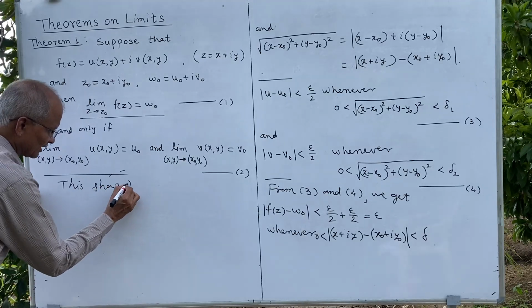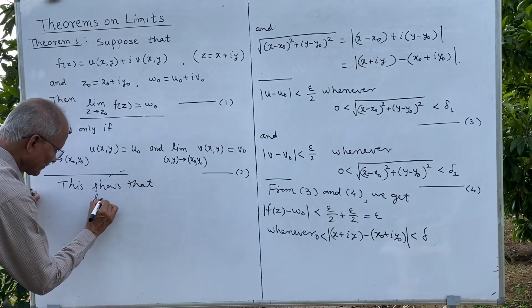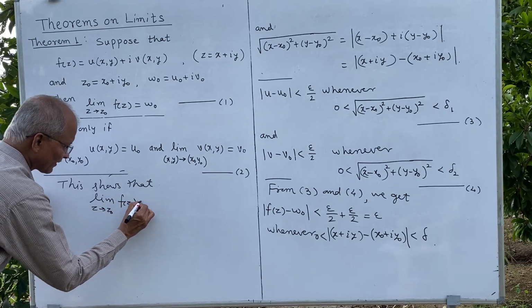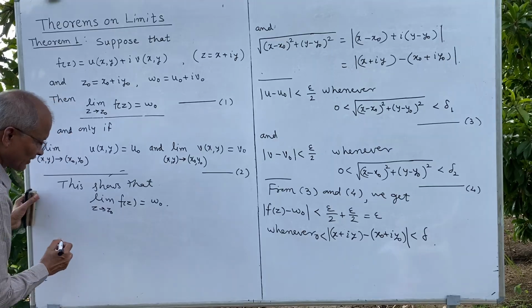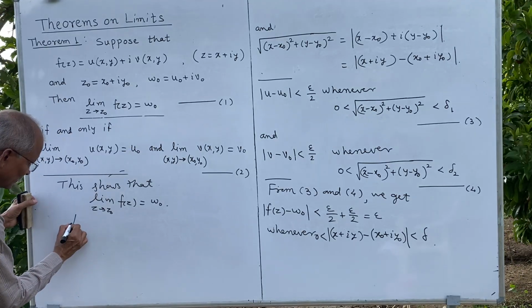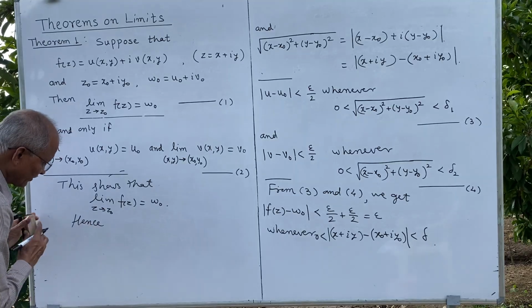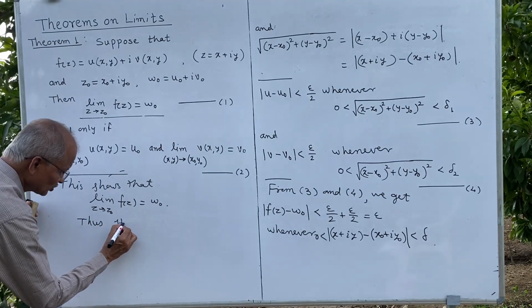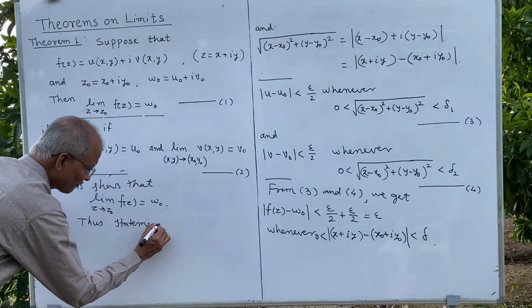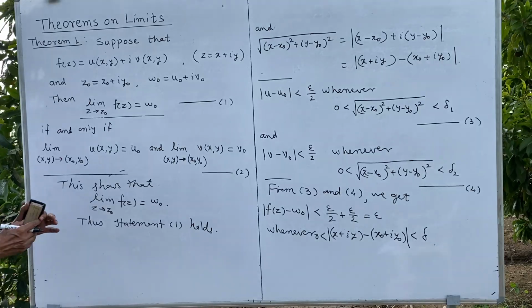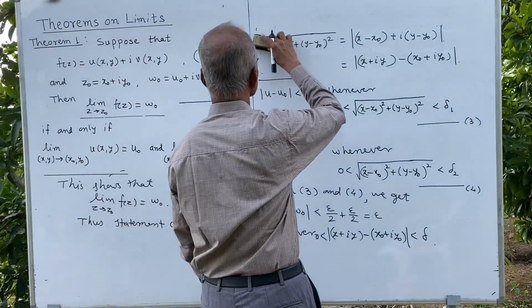This shows that limit z tends to z naught of f of z is equal to w naught, and therefore the statement 1 is true. Hence statement 1 holds. So, assuming statement 2 holds, we have proved statement 1 holds. Now, the converse part, that is the second part, we shall consider.